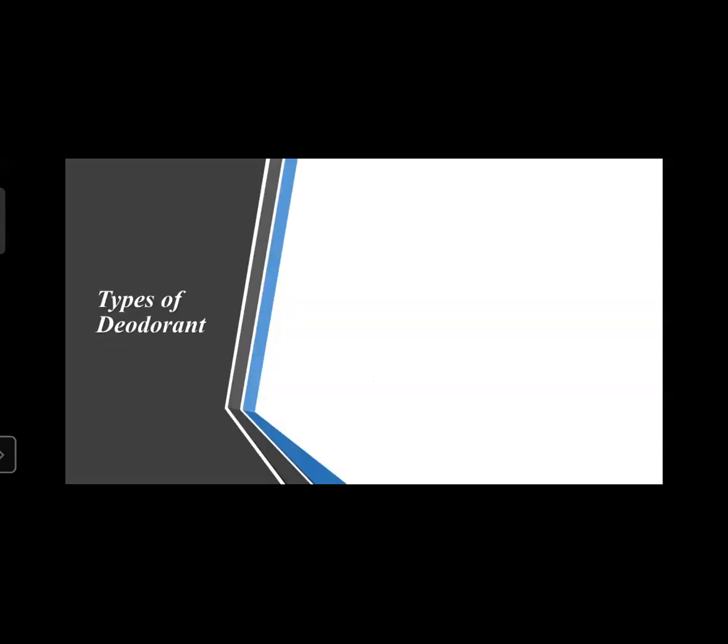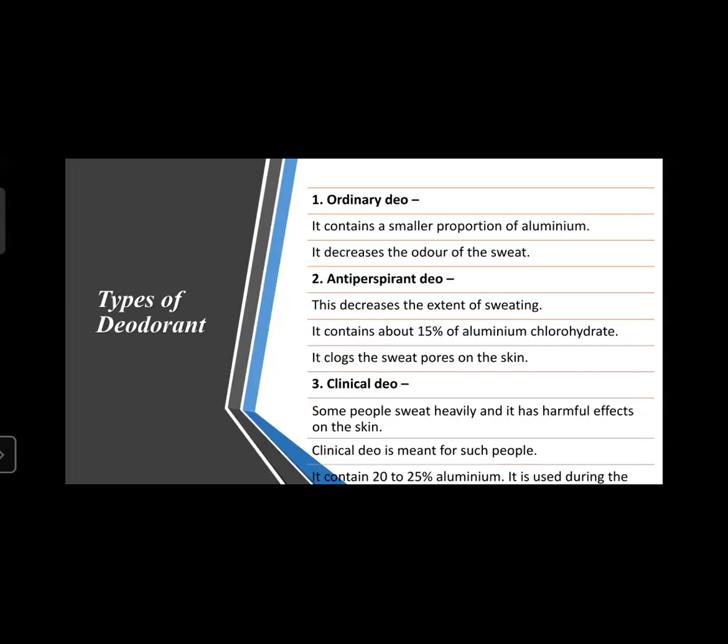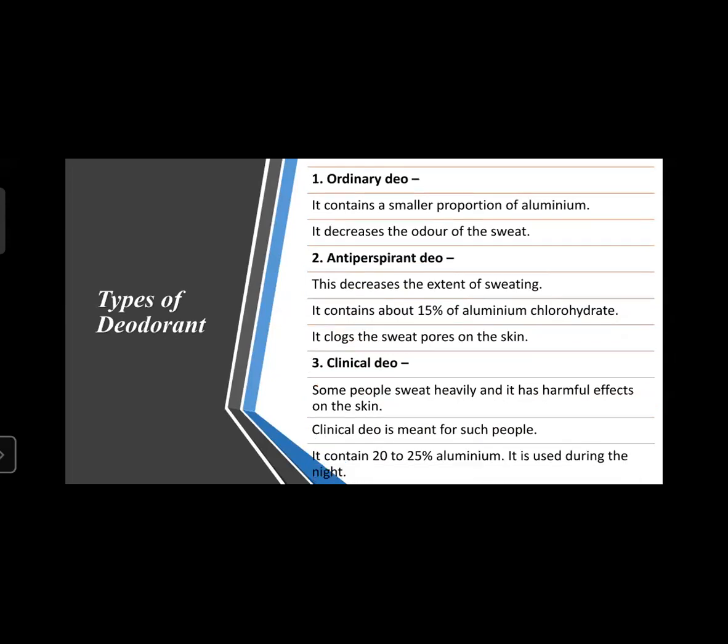Now, types of deo. First, ordinary deo, second, antiperspirant deo, and third, clinical deo. Now, the first one, ordinary deo, contains a smaller proportion of aluminum. It decreases the odor of sweat. Antiperspirant deo decreases the extent of sweating, and it contains about 15% aluminum chlorohydrate. It clogs the sweat pores on the skin.